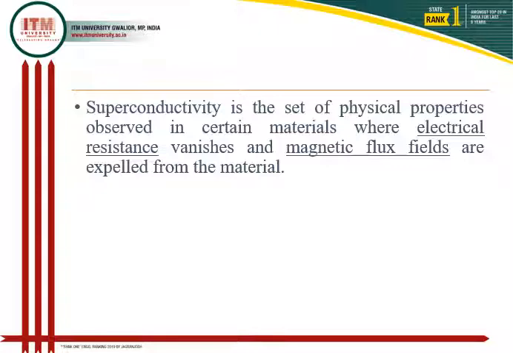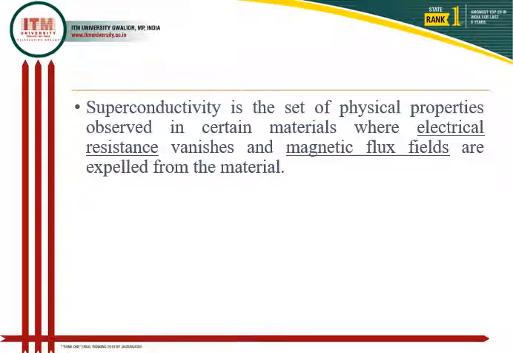Superconductivity is the set of physical properties observed in certain materials where electrical resistance vanishes. Yes, zero electrical resistance, and at the same time the magnetic flux fields are expelled from the materials. These are the two important properties associated with superconductors, and these properties make superconductors very special.